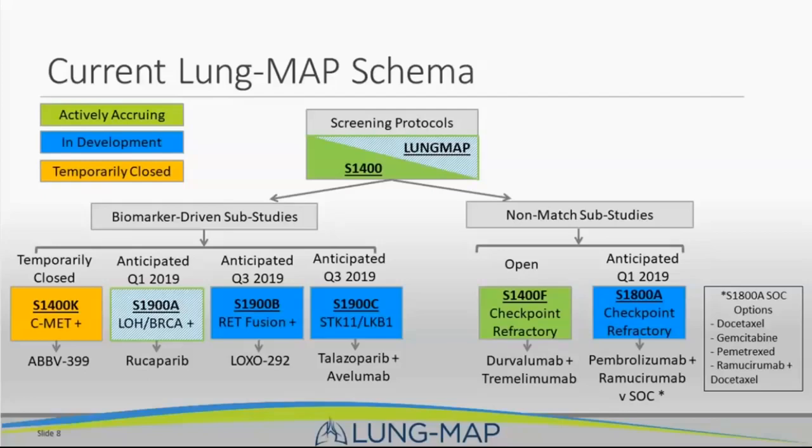In the non-match sub-studies category, we anticipate early in 2019 that we will activate a study for patients that have prior exposure to checkpoint inhibitor and have become refractory with combination of pembrolizumab and ramucirumab randomized against a standard of care chemotherapy, and you can see the options appearing.